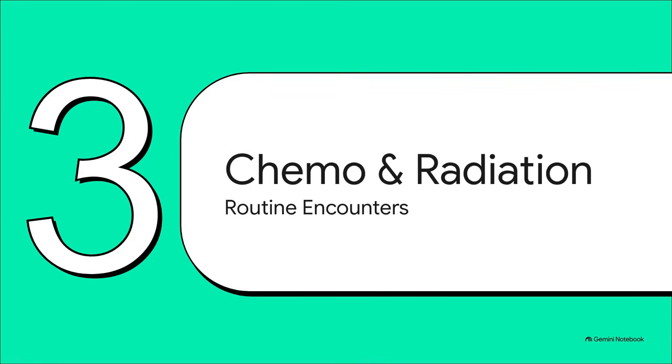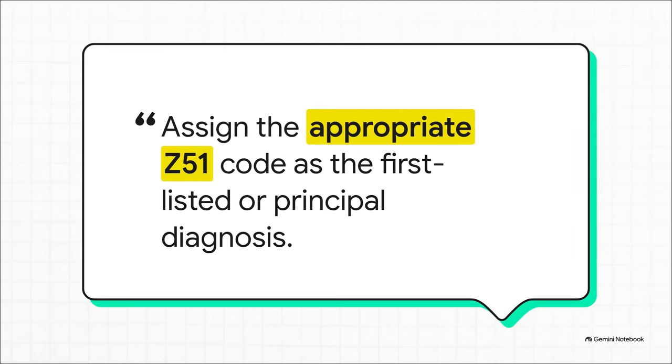Section 3. Encounters for chemo and radiation. Okay, let's look at this quote straight from the CMS official guidelines. This establishes absolute authority. It says, if a patient admission or encounter is solely for the administration of chemotherapy, immunotherapy, or radiation therapy, you assign the appropriate Z51 code as the first listed diagnosis. So, when they're admitted solely for that therapy, Z51 is the law for slot number 1, period.